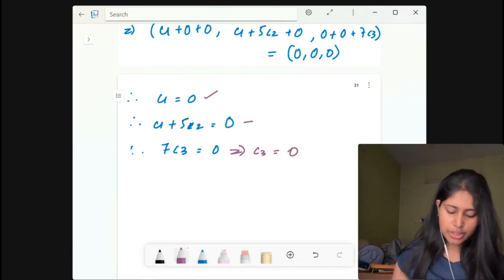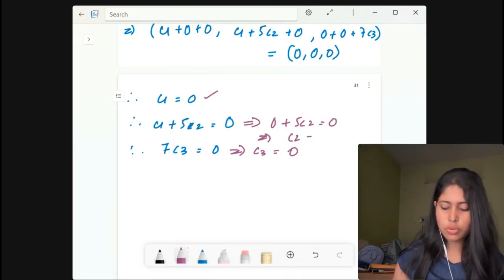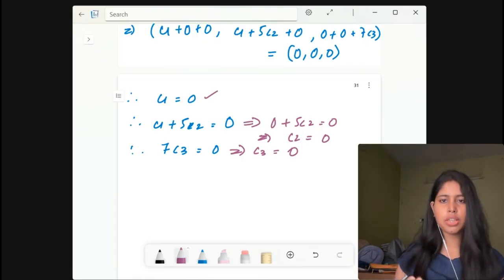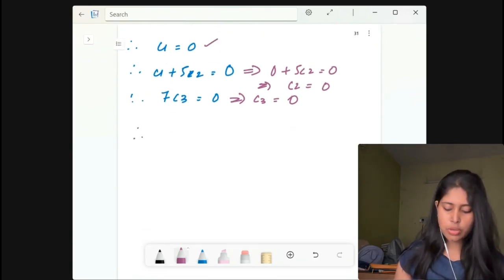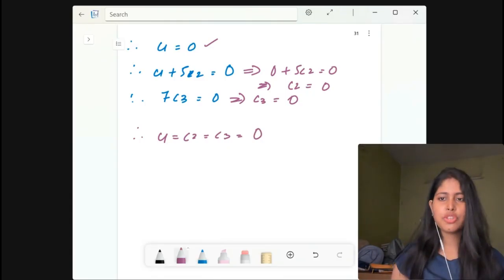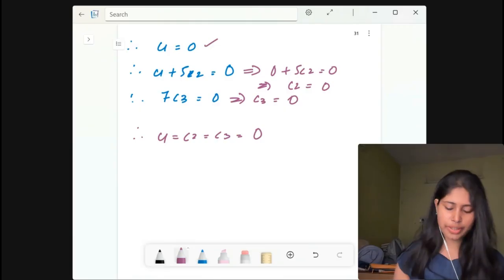Now here c1 is 0 already, as we have discovered. So 0 plus 5c2 equals 0, then we can see that c2 is again 0. Then we can say that all scalars are 0 here. Component-wise, we have got that c1 equals c2 equals c3 equals 0, right? So this gives us no choice. The only solution forces everything to be 0, hence linearly independent, and hence proved. All right, so we will just write it: hence proved.